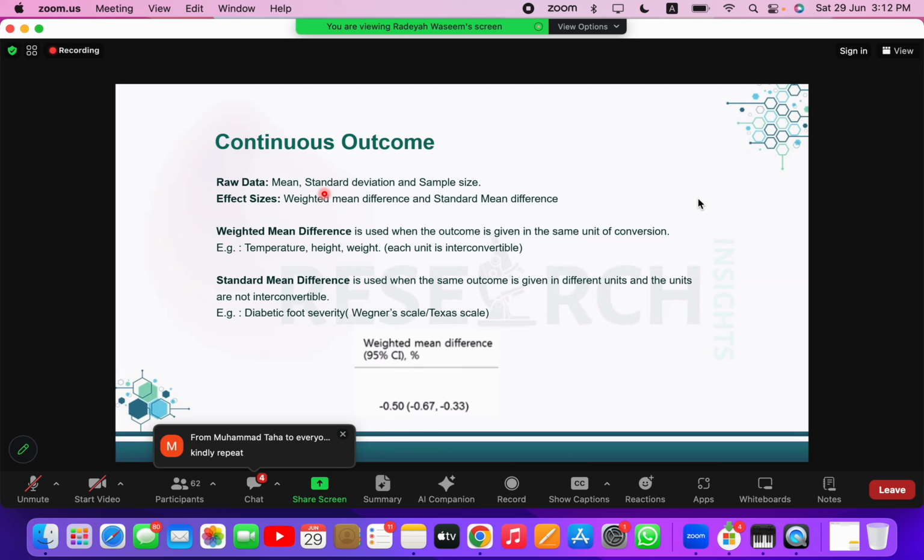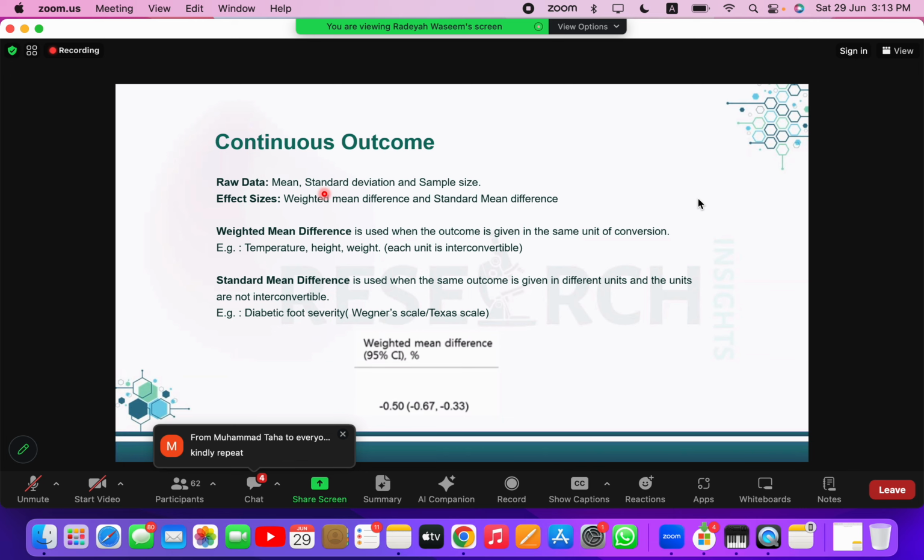The raw data for your continuous outcome is presented in the form of mean, standard deviation, and sample size. Okay, for now, forget the events and total. You have mean, standard deviation, and sample size. You enter your values in RevMan in this format, okay? The effect sizes for continuous outcomes are two. We have two effect sizes for continuous outcomes.